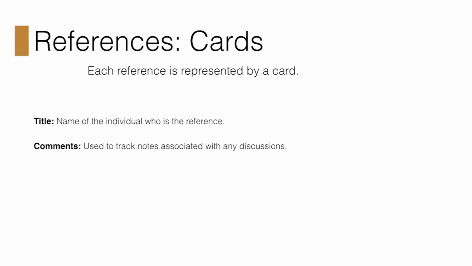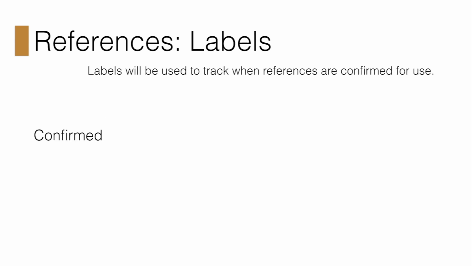And for the comments, you'll use that section to track the notes associated with any discussions that you have with that particular reference. For labels, we'll leverage labels to track when references are confirmed for use. So if you have references you're talking to and you've confirmed that they're willing to be a reference for you, we're going to have a label called confirmed where you can just mark that as a confirmed reference.